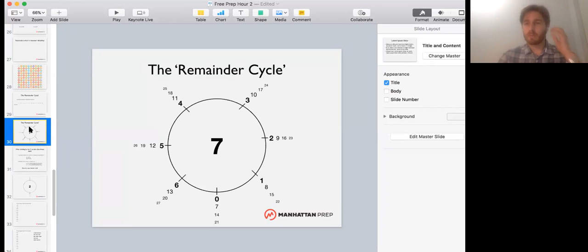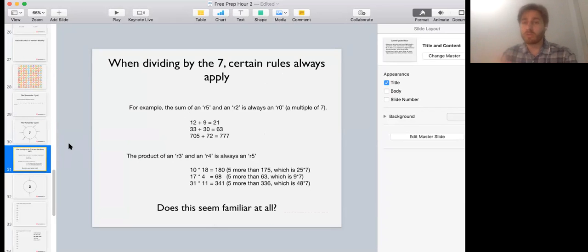Now, here's the thing about when you're dealing within a remainder cycle of a single number. So just staying with dividing by 7, there are certain rules that will always apply. When you divide by 7, a remainder 5 plus a remainder 2, whatever numbers they are, it does not matter, will always be a remainder 0 or a multiple of 7. So 12 plus 9, remainder 5, remainder 2, 21, multiple of 7. 33 plus 30, remainder 5, remainder 2, 63, multiple of 7. 705 plus 72, remainder 5, remainder 2, 777, a multiple of 7. Every time, no matter what numbers you pick.